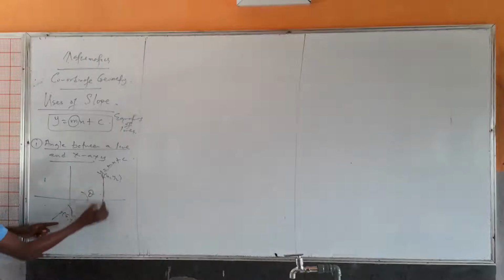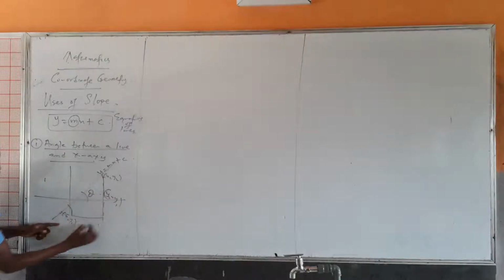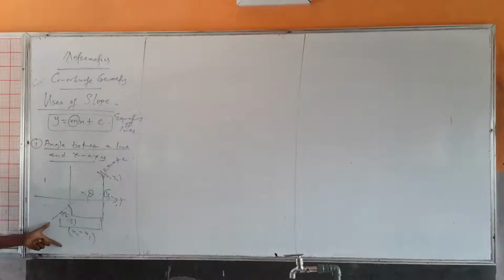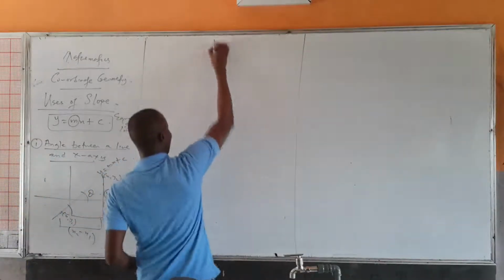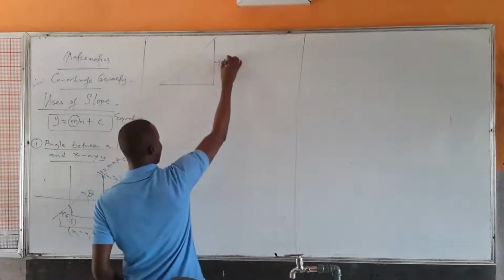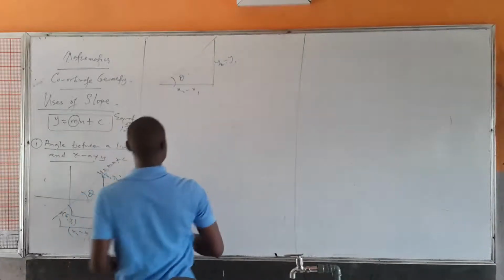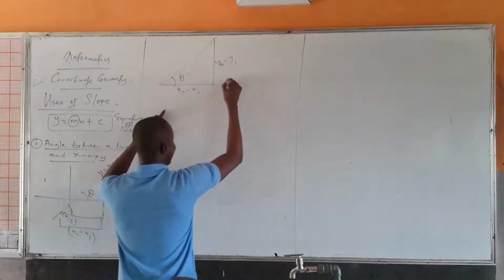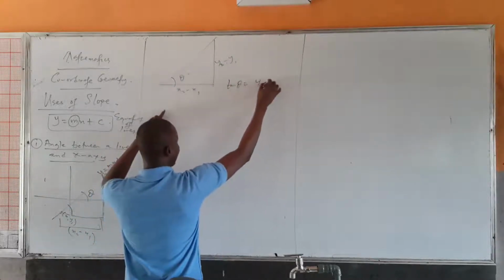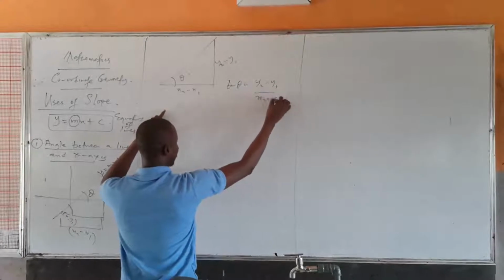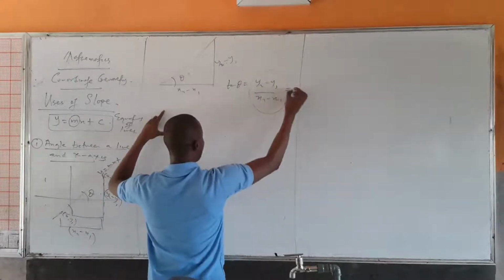The distance we have here is y2 minus y1. The distance we have here is what? x2 minus x1. So bringing out that triangle, what we have here will be something like this: y2 minus y1, x2 minus x1, and this is theta. So you agree with me from sine, cosine, and tangent that tan theta is y2 minus y1 over x2 minus x1. And this is your slope.